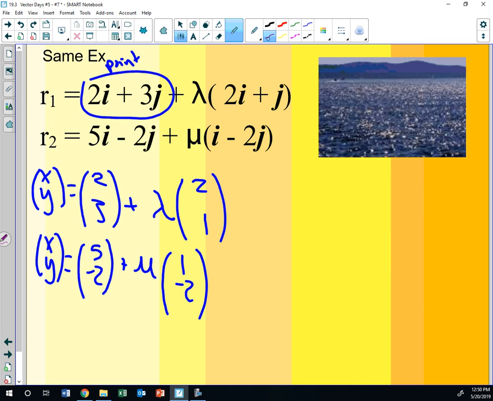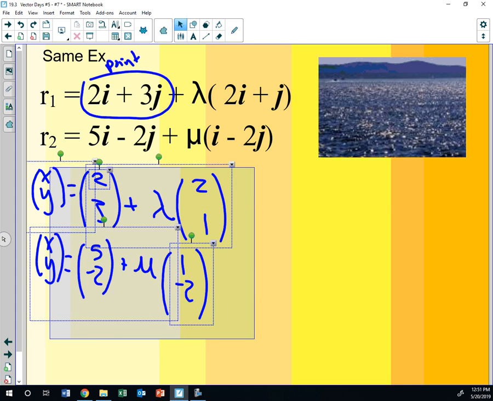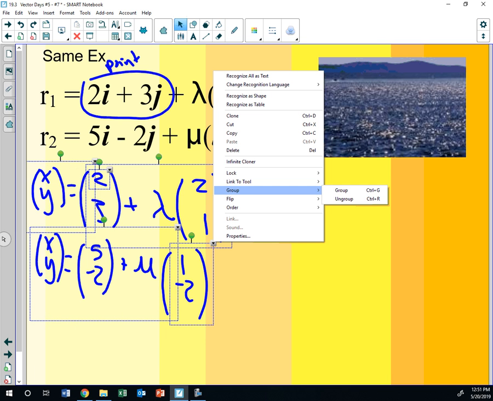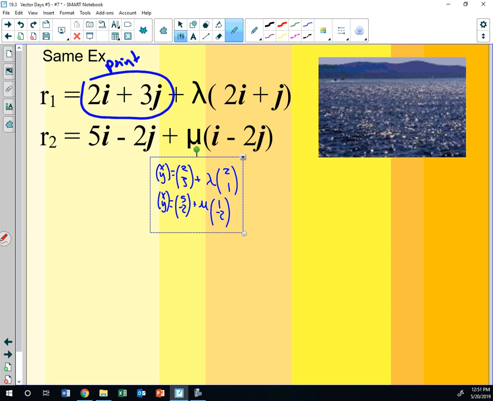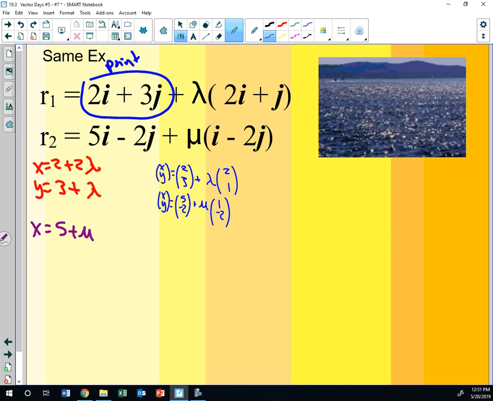So then what we'll do is, once we get these two, you're going to break these up. I'm going to shrink this first. Now we're going to break these up into the parametrics. x equals 2 plus 2 lambda, and y equals 3 plus lambda. And then we're going to have x equals 5 plus mu, and y equals negative 2 minus 2 mu.